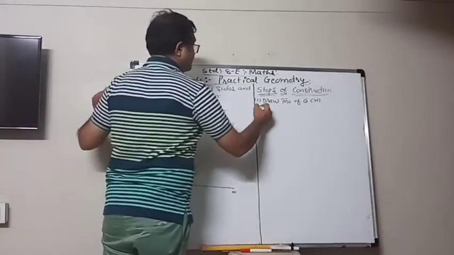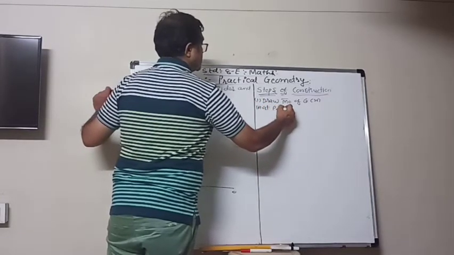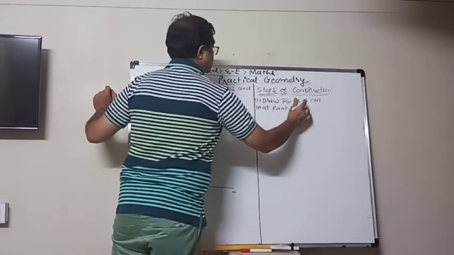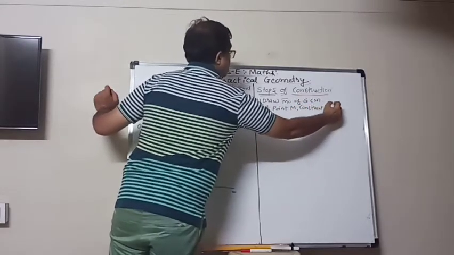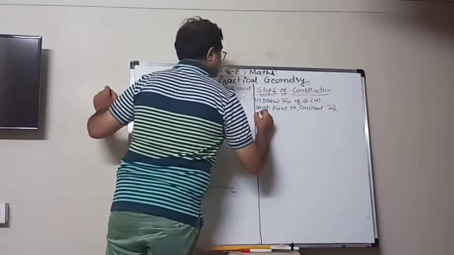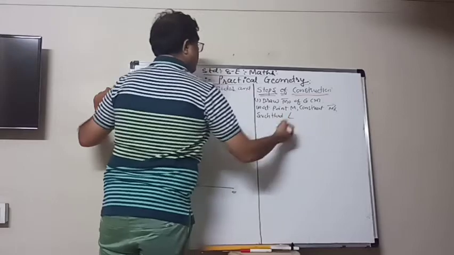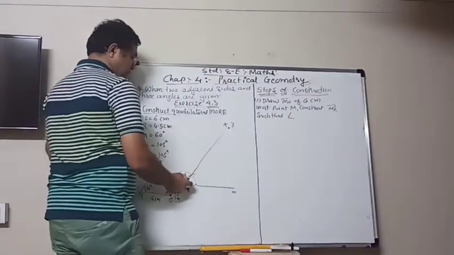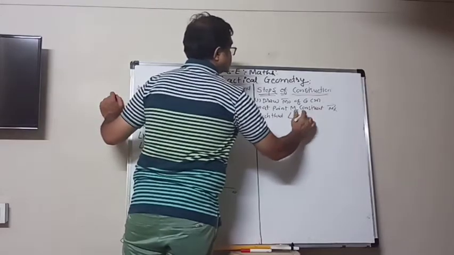So at point M, construct ray MX such that angle XMO is equal to 60 degrees.